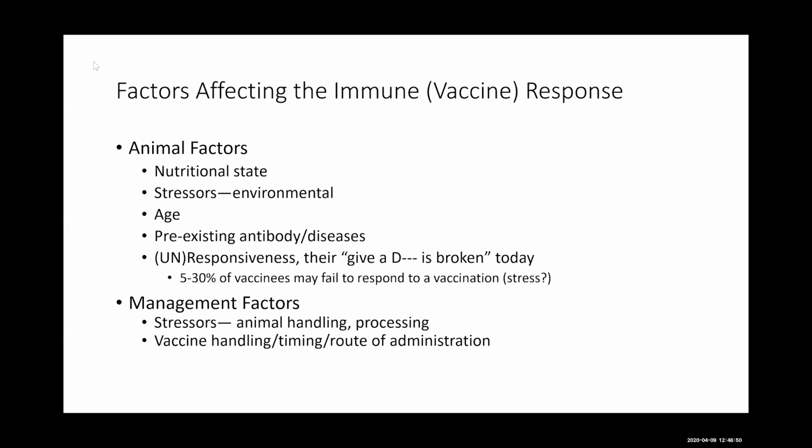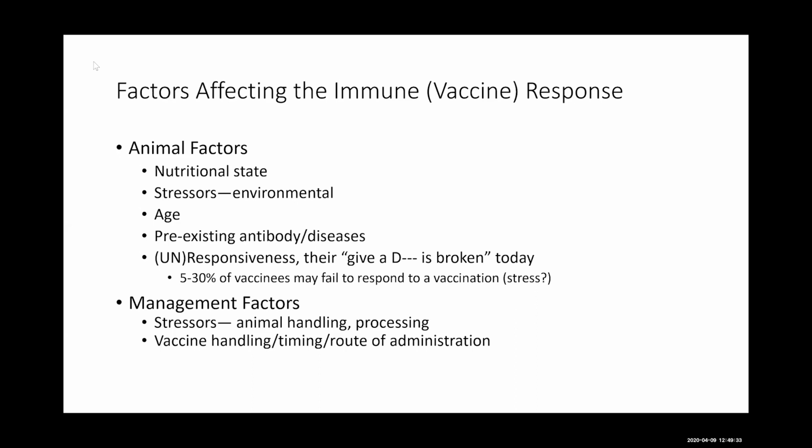Some of the other things that affect vaccination are pre-existing antibodies or diseases. We do know that colostral antibody will interfere with vaccination using modified live vaccines, because that antibody can neutralize the antigen that we inject, and there's not enough antigenic mass to stimulate the immune system. And then there's another one we just call unresponsiveness. We know that depending on the situation, somewhere between 5 and 30% of vaccinees just simply fail to respond to a vaccination. We generally equate that to stress.